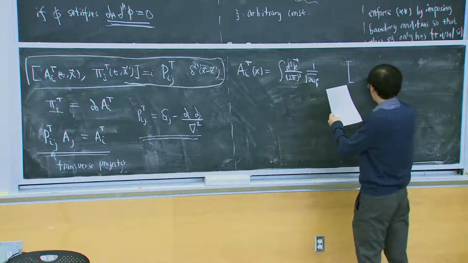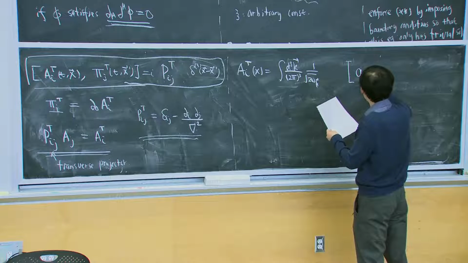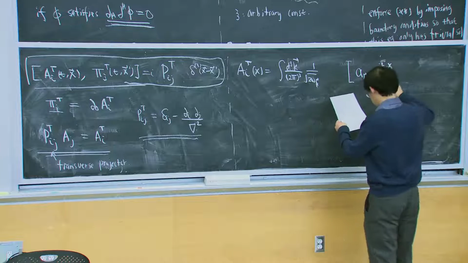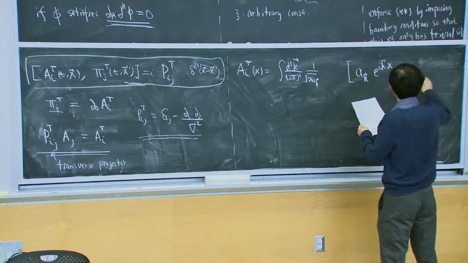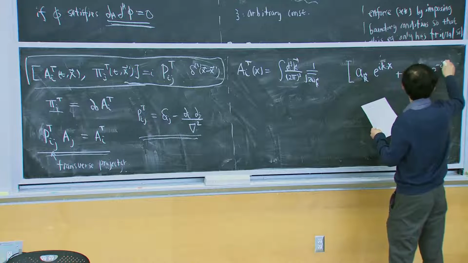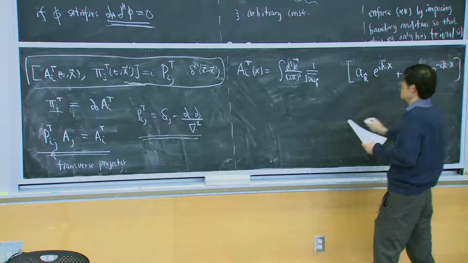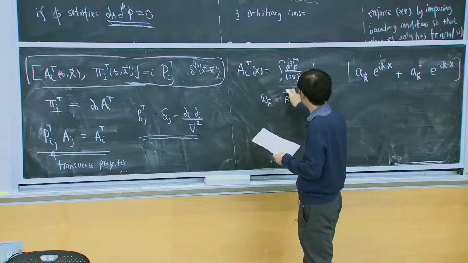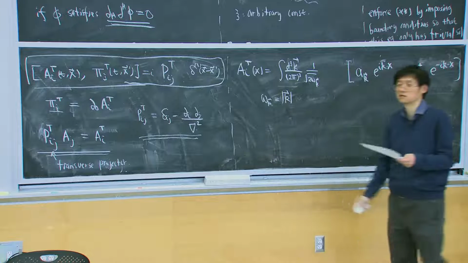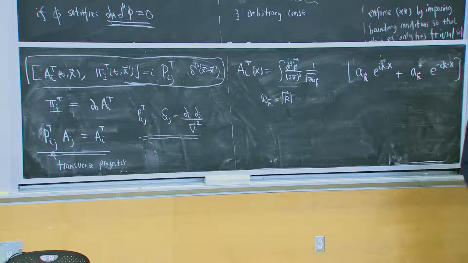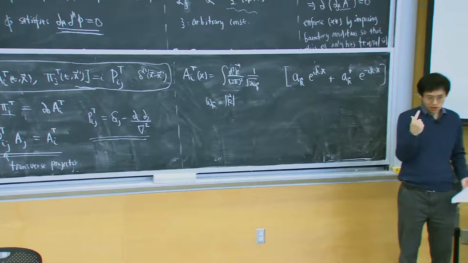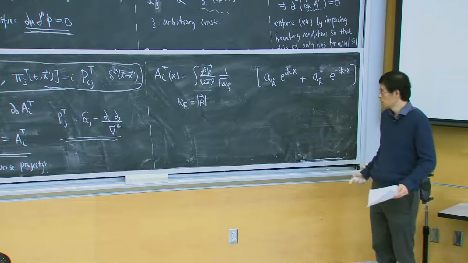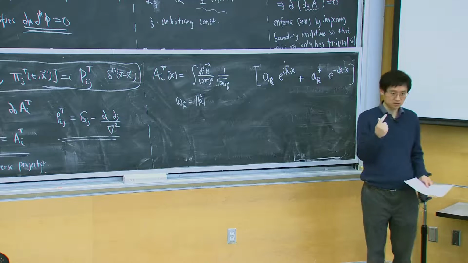Previously we wrote a_k e^{ikx} plus a_k dagger e^{-ikx}, and omega_k in this case would just be equal to k, because it's massless. But now we have two independent components. So essentially we have two independent solutions.